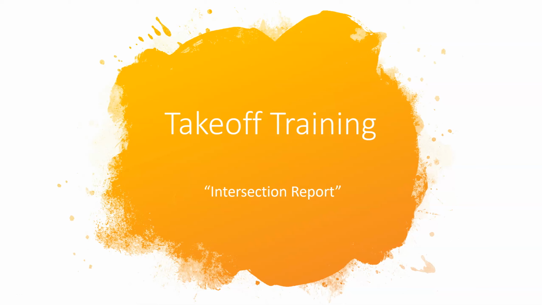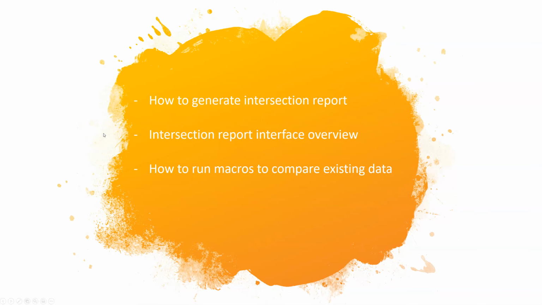Hi, in this video we're going to go over the intersection report. Specifically, we're going to show you how to generate the intersection report. I'm going to give you an overview of how the intersection report looks, the interface, what the data is showing, and how to run the macros to compare server data or your current database data to your intersection report to show you which family is missing data.